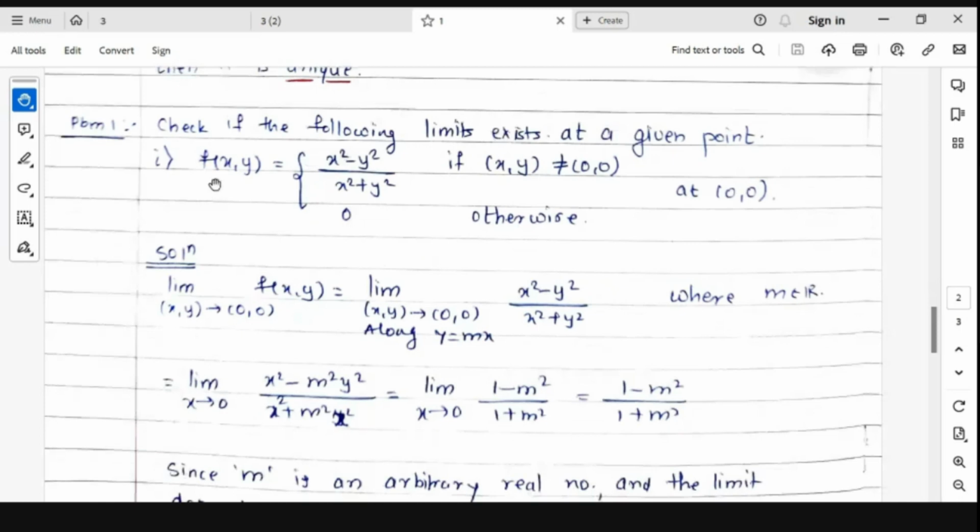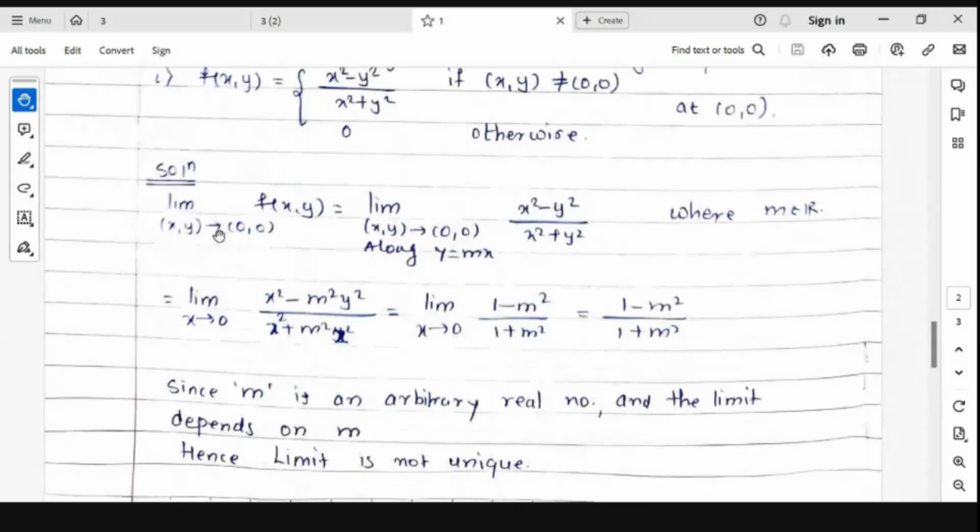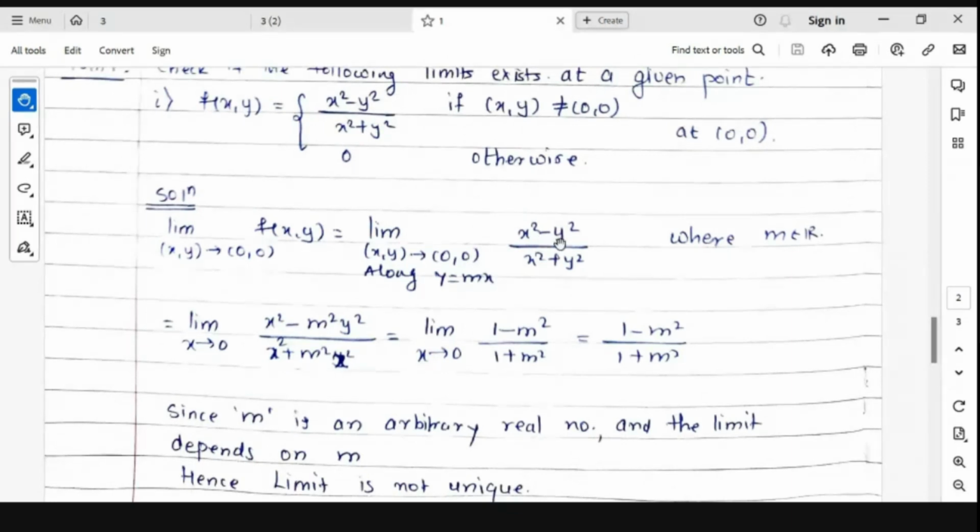I have f(x, y) equal to (x square minus y square) upon (x square plus y square) if (x, y) is non-zero and 0 otherwise. I want to check if the limit of this function exists at the point (0, 0). Consider the limit of f(x, y) as (x, y) approaches 0. What I observe is that the powers of x and y are equal. So, let us take the limit along the path y equal to mx. If I replace y equal to mx, this function can be totally expressed in terms of x squared.